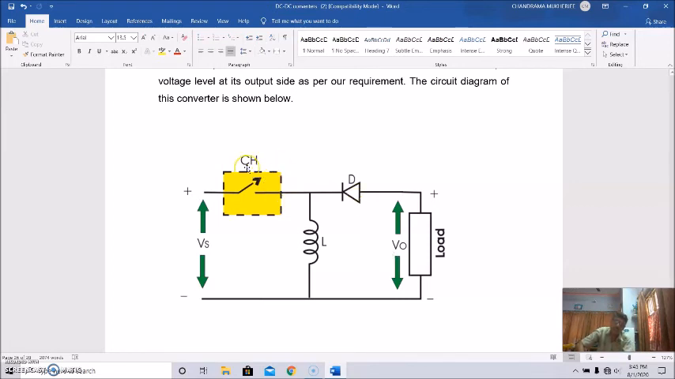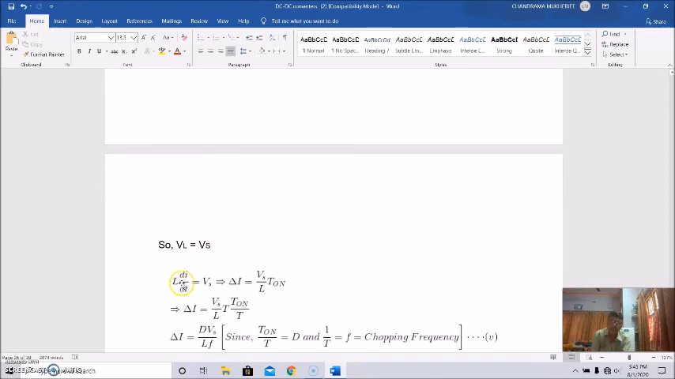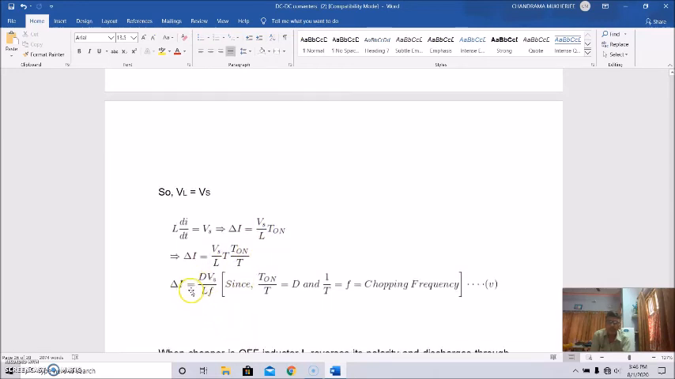When chopper is on, this is closed, so no voltage across the load, no current will flow to the load, and as a result total current will flow to the inductor, and the inductor will be charged. So source voltage should be equal to the inductor voltage, Vs equal to VL, and as a result VL equal to L di/dt. L di/dt means rate of change of current, that is peak to peak current, and dt is the turn on period. So from here we can write delta I equal to Vs by L into T on. With little modifications of this equation, we can write delta I equal to dVs by Lf. So this is equation number 5.